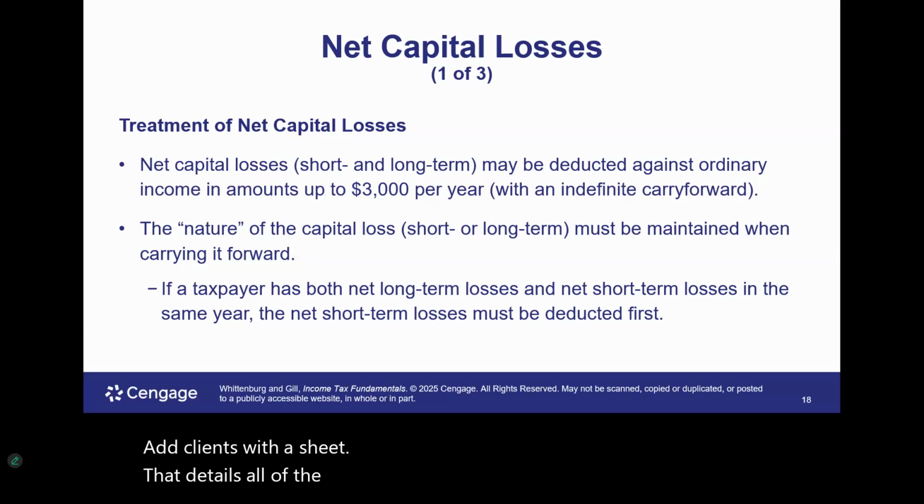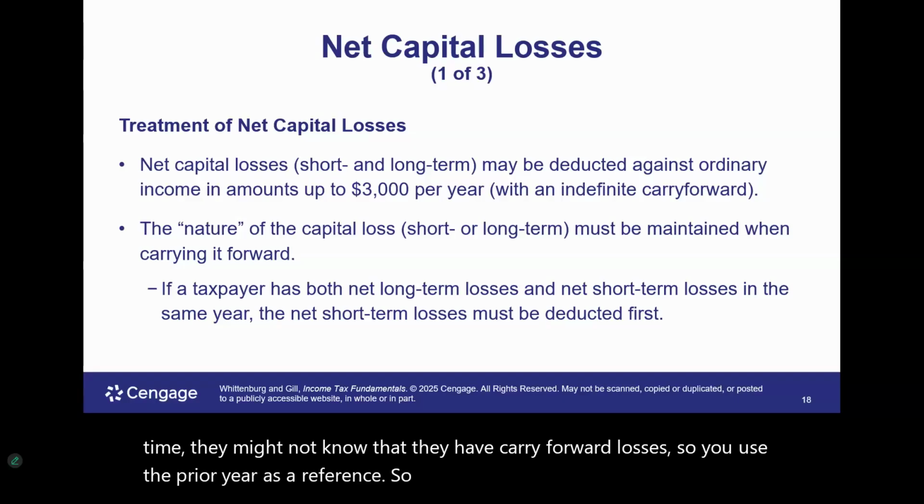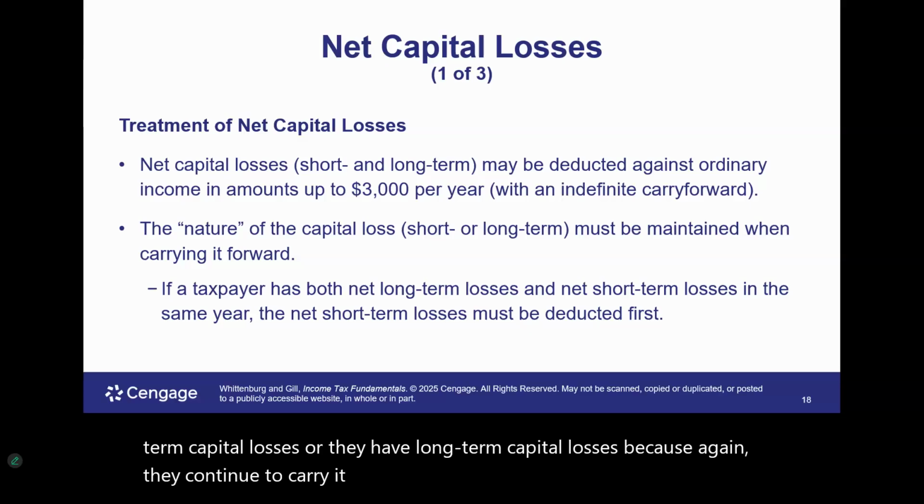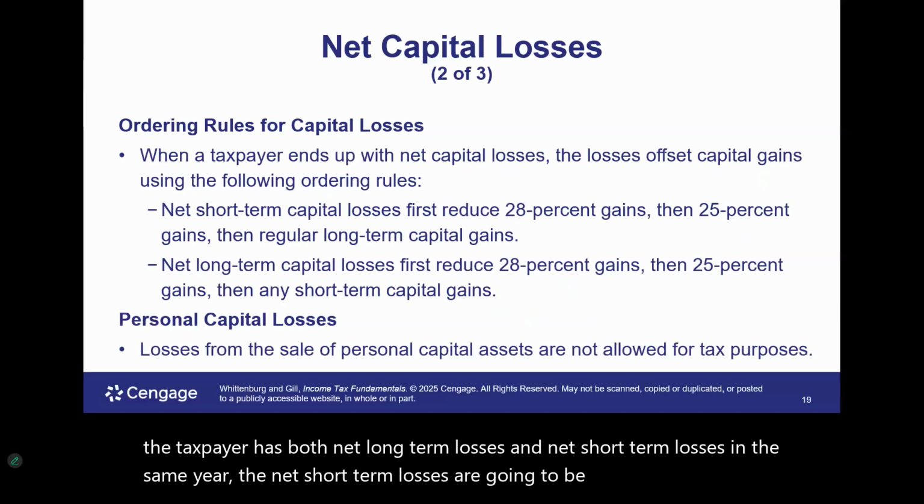If you're working with a client for the first time, they might not know that they have carry forward losses. So you use the prior year as a reference, so that you'll see whether they have short-term capital losses or long-term capital losses, because again, they continue to carry it forward indefinitely. And if the taxpayer has both net long-term losses and net short-term losses in the same year, the net short-term losses are going to be deducted first.